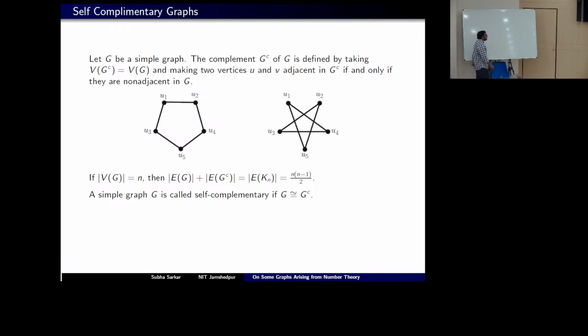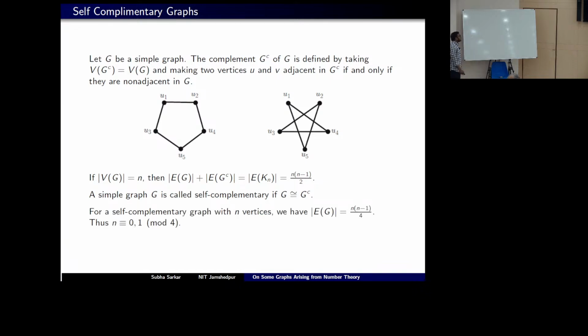Now it is trivial to observe that if G and G complement are isomorphic, then the number of edges in G and the number of edges in G complement must be the same. So that equation becomes twice the number of edges is equal to n into n minus 1 by 2. Therefore for a self-complementary graph, the number of edges is equal to n into n minus 1 by 4. Since the number of edges is an integer, either 4 will divide n or 4 will divide n minus 1, because n and n minus 1 are co-prime. So if we have a self-complementary graph with n vertices, either n is 0 mod 4 or n is 1 mod 4.